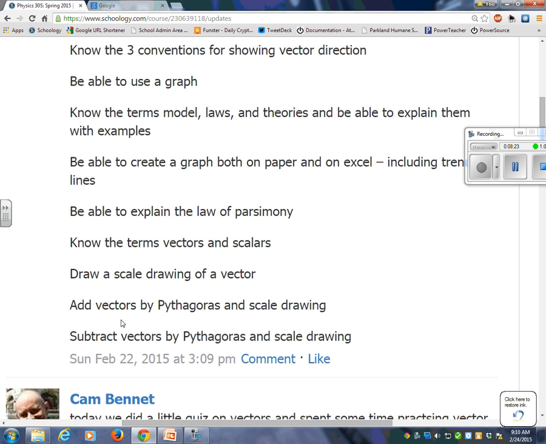You need to be able to add vectors by Pythagoras and scale drawing. How do you know the difference? If it's got a 90-degree angle, it's going to be Pythagoras. And you need to be able to subtract vectors by Pythagoras and scale drawing. And how do you know when to subtract? There's two ways. One is the easiest: when it says minus in the question, you subtract. And the other one is if you're solving for the plane speed or the wind speed or the boat speed or the current speed, not the result. Then you do subtract. That's it.